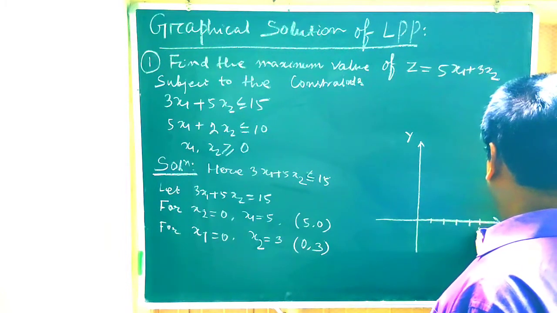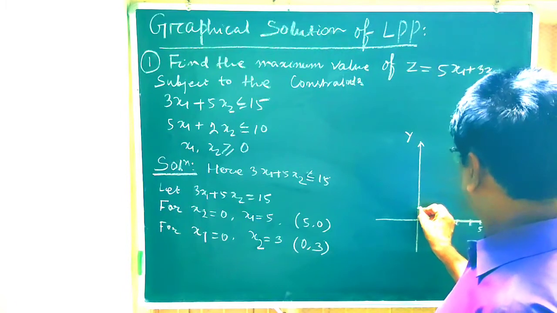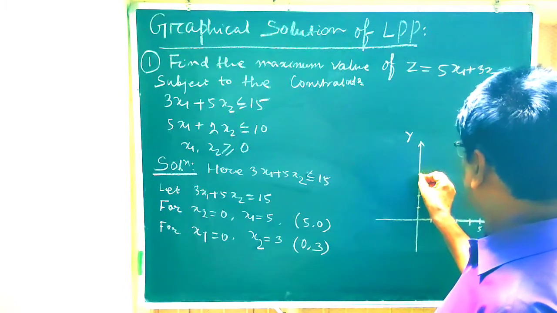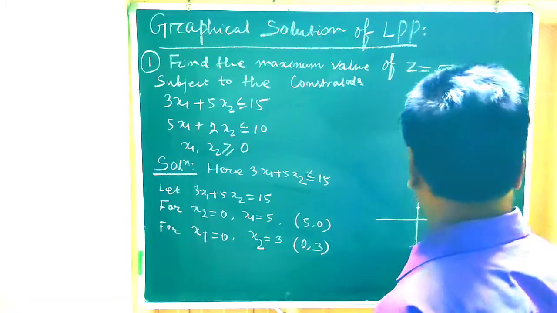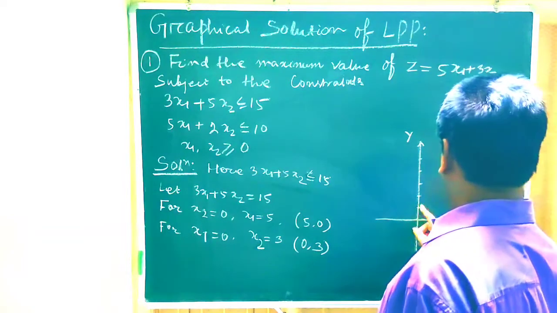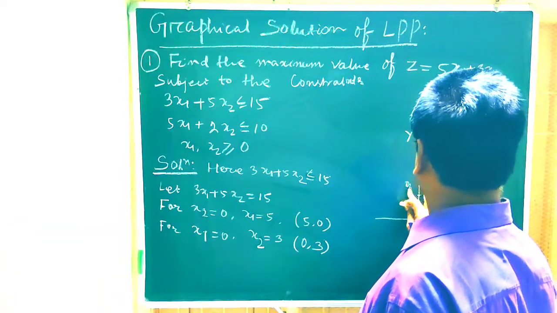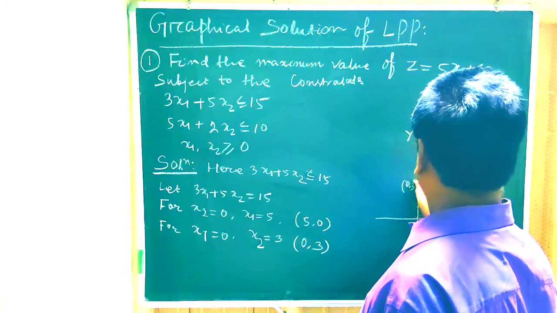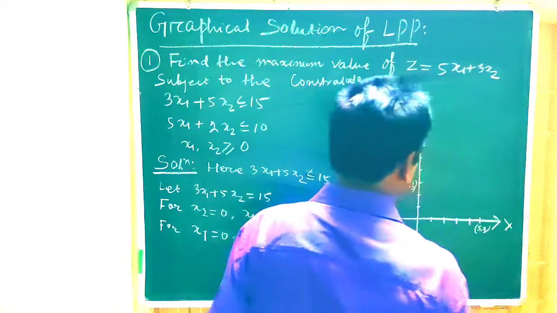This is 5 and here we can take 1, 2, 3, 4, 5. The point is 0, 3. So here it will be 5, 0 and here it will be 0, 3. So now let us connect this line.